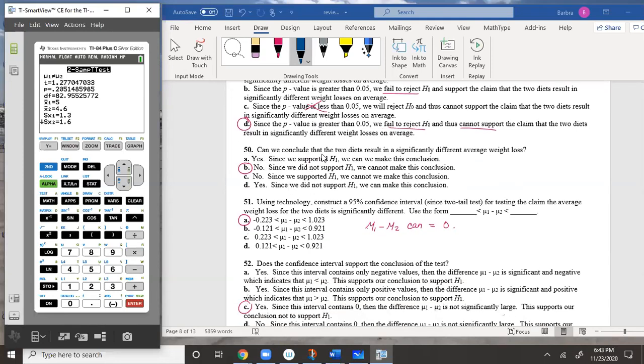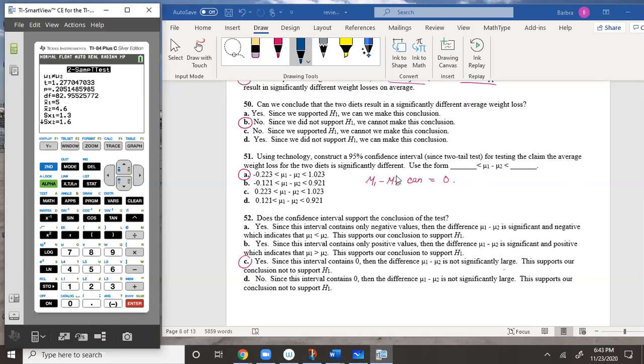For 50, can we conclude that the two diets result in significantly different average weight loss? And we say no, because we did not support the claim. So we can't make that conclusion. So 50 is B. And now we're going to do the confidence interval.